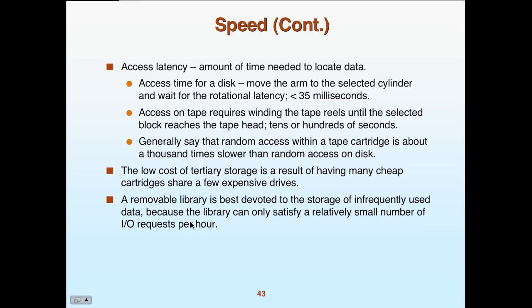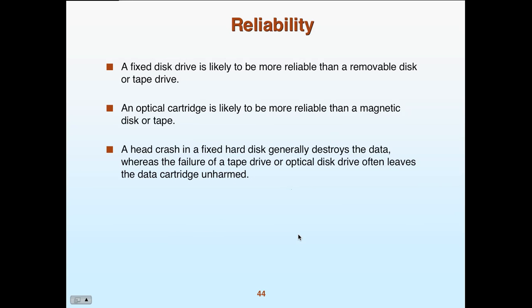And the last quote is kind of relevant. Removable library is best devoted to storage of infrequently used data because the library can only satisfy a relatively small number of IO requests per hour. So most people who want to move things away and put them on disks, if you're not going to use it very often, take all your photos, copy them on DVD-ROMs, and store it that way. And it'll last longer. It'll be more reliable in the long run.